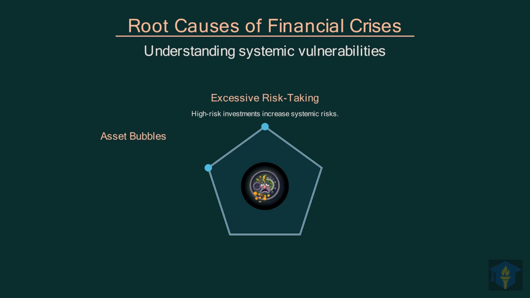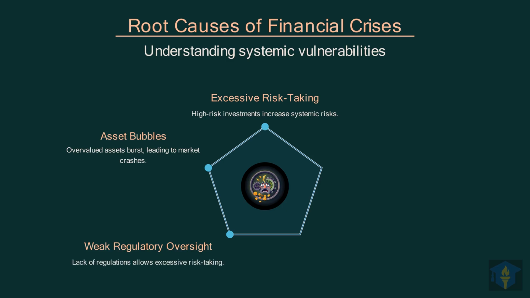Another critical factor is the formation of asset bubbles, where asset prices become inflated far beyond their intrinsic value. When these overvalued assets inevitably burst, they lead to sudden and severe market crashes, triggering wider economic fallout. Weak regulatory oversight also contributes significantly, as insufficient rules allow institutions to operate without proper checks. A lack of robust regulations often enables excessive risk-taking and unethical practices, destabilizing the financial sector.